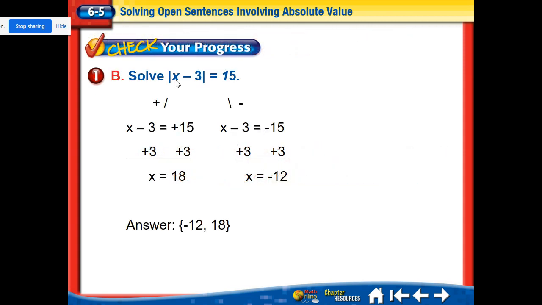All right, here's another one. The absolute value of x minus 3 equals 15. So we have the positive case and the negative case. For the positive case, x minus 3, again, notice I didn't change anything with what's here. The only thing that changes is this 15. One time it's plus 15, one time it's minus 15. So x minus 3 equals 15, add 3, so x equals 18. And the same thing over here, and we get negative 12. And so those are our two different answers.